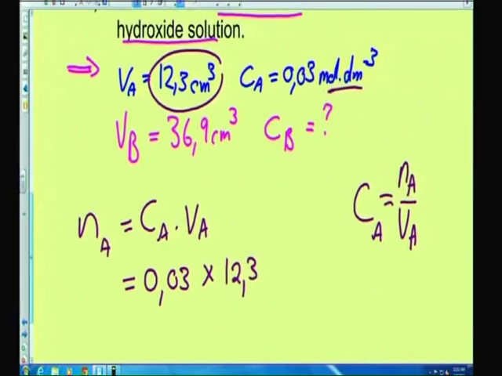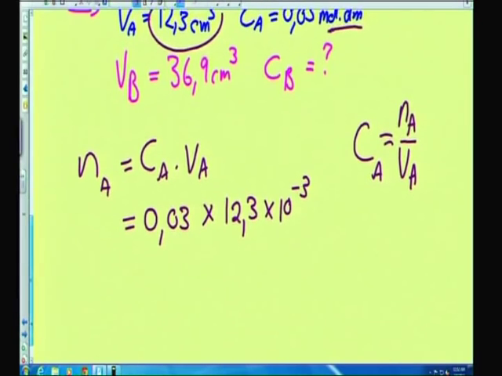A liter bottle has 1,000 milliliters. A decimeter cubed has 1,000 centimeters cubed. So we're going to divide the centimeters cubed by 1,000. I'm going to write it in exponential form. Let's divide by 1,000, which I'm writing as multiply by 10 to the minus 3, which is exactly the same thing. I'm now ready to work out the number of moles.